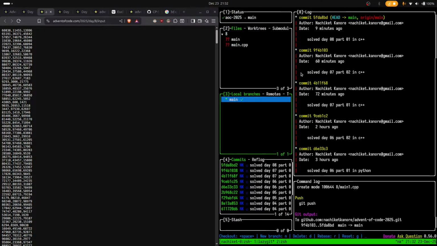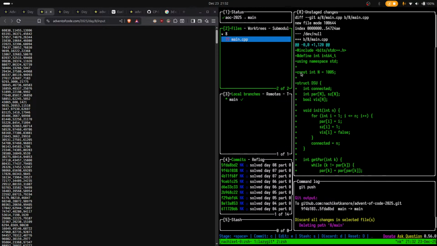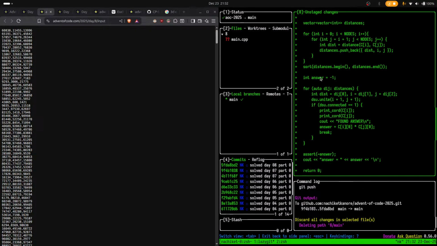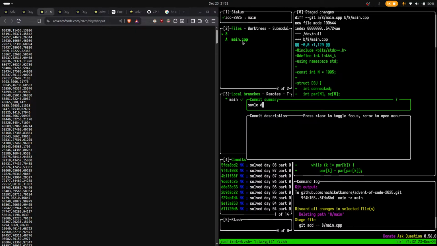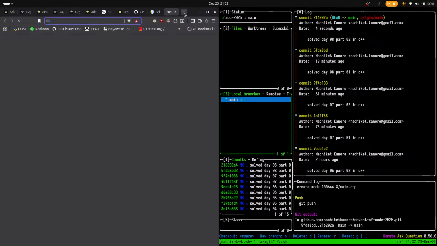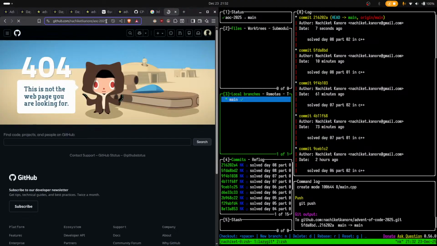Yeah, hope that helps. Let me quickly commit this solution. Okay, looks good. Solved D8 part 2 in C++. Push. I'll also paste the solutions repository here.